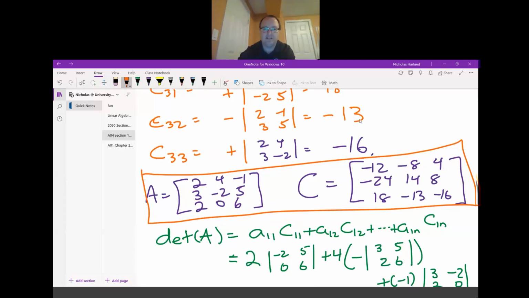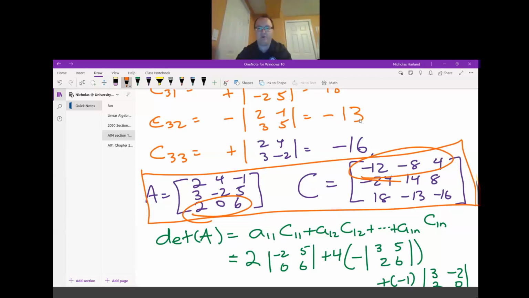Interesting. What if we take the second row and multiply it by the third row? We get 0. What about the third row times the first row? We get 0 again.